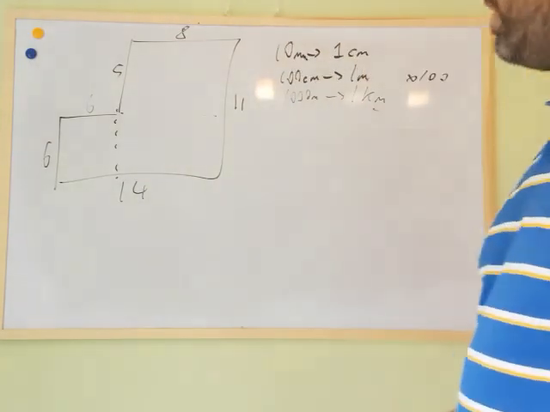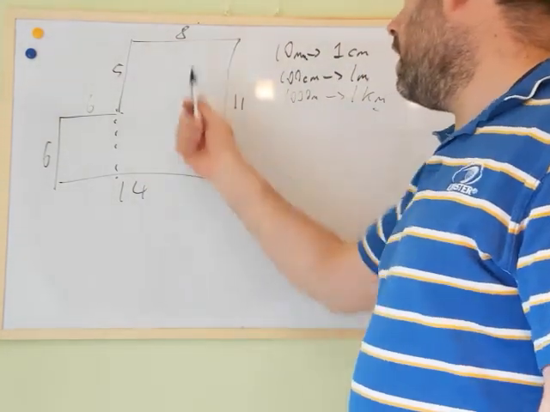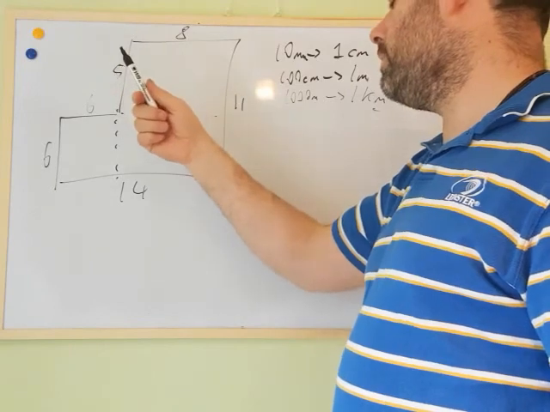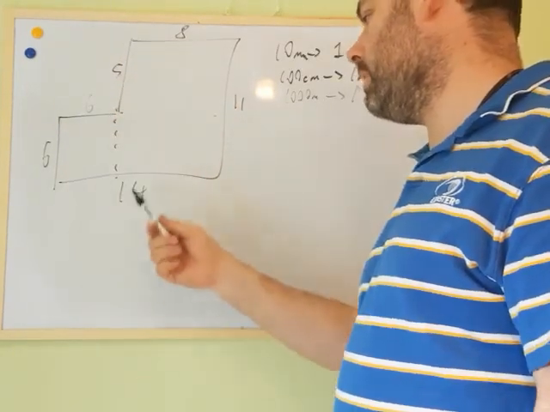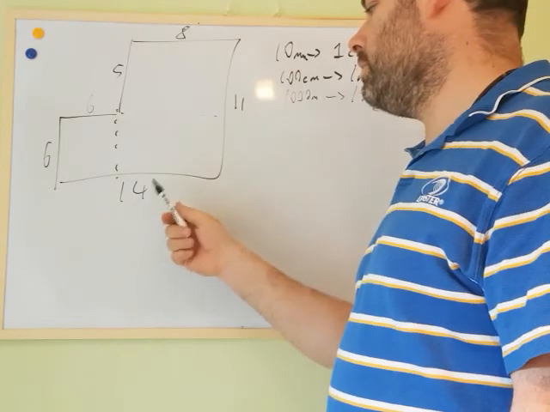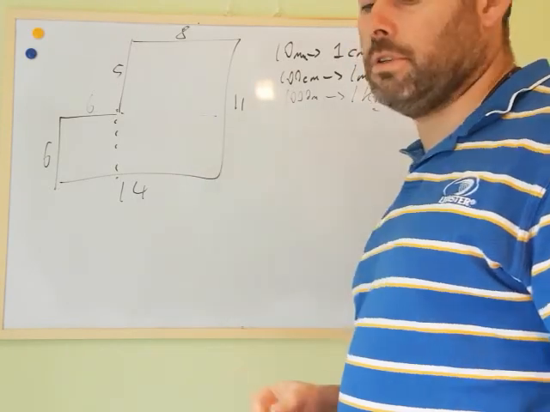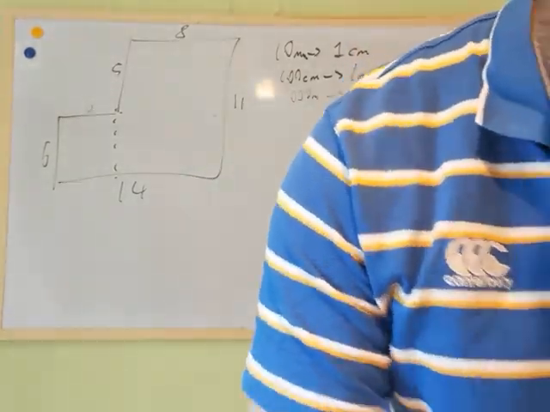And then adding up all of our sides, 8 plus 5 is 13, plus 6 is 19, plus 6 is 25, plus 14 is 39, plus 11 is 60. Okay?